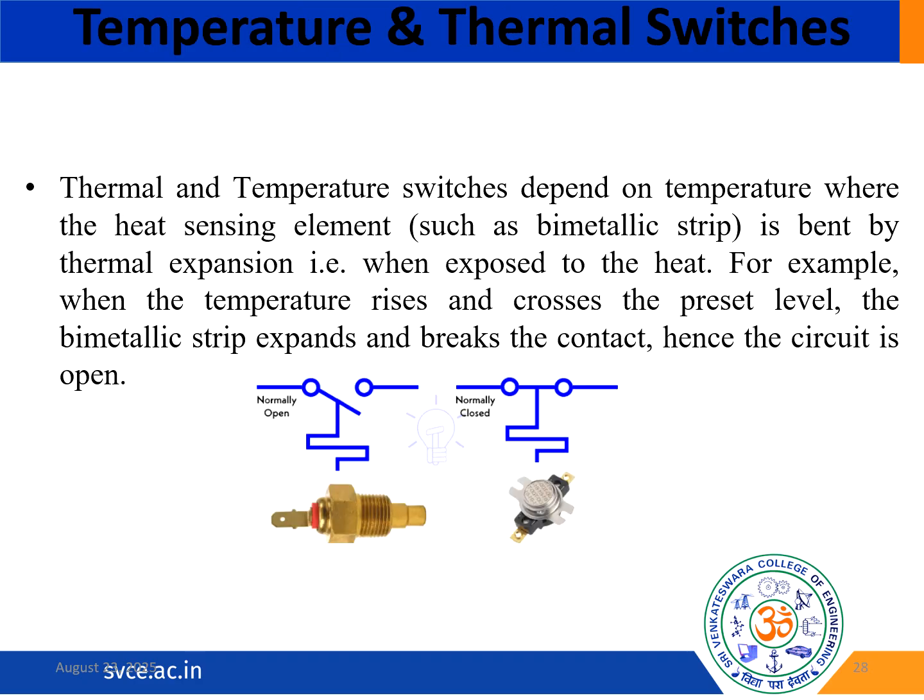Moving on to the next part, we have temperature and thermal switches. These switches depend on temperature, where the heat sensing element is bent by thermal expansion. Here we have a heat sensing element called a bimetallic strip. When the temperature is reduced below the level, the bimetallic strip shrinks and returns to the normal position. This makes the contact, so the contacts are connected to close the circuit. Here we have some examples of a thermal switch.